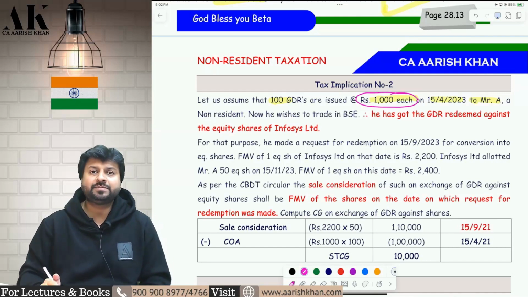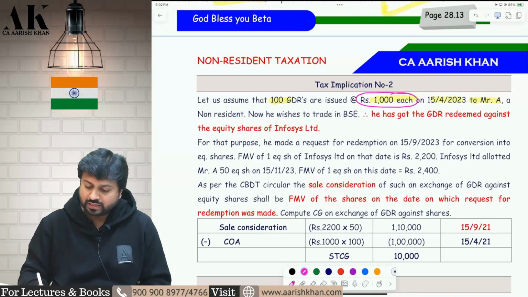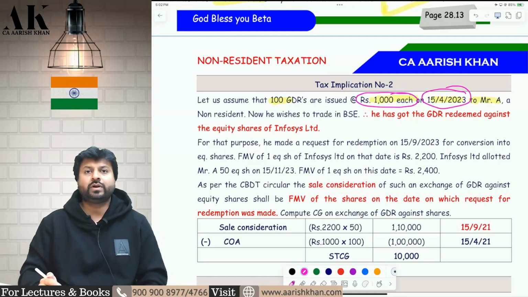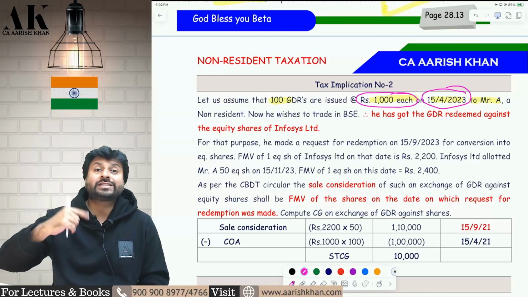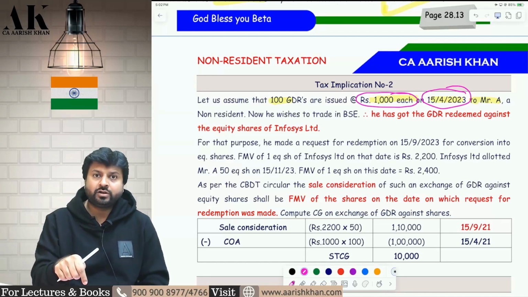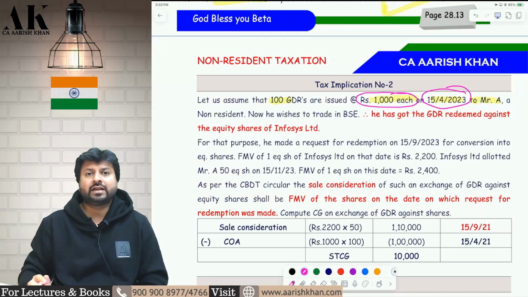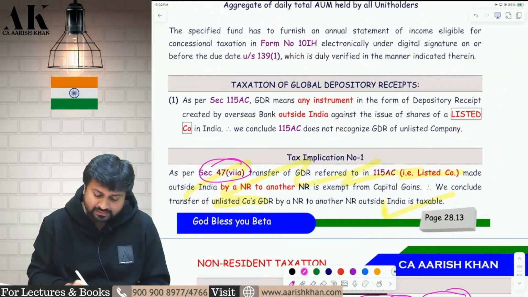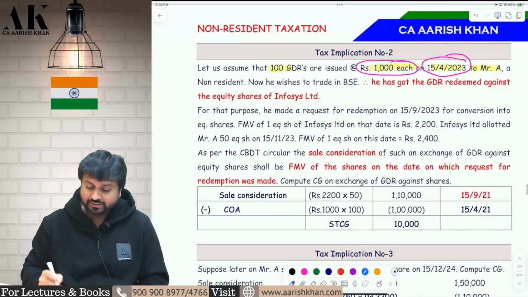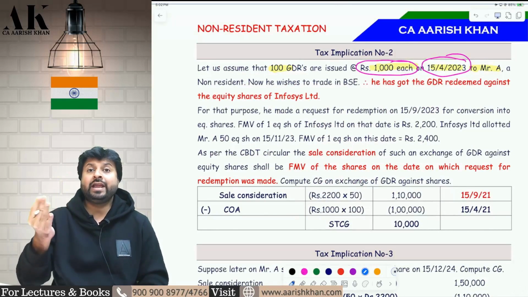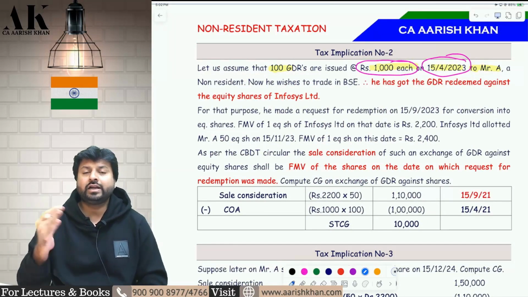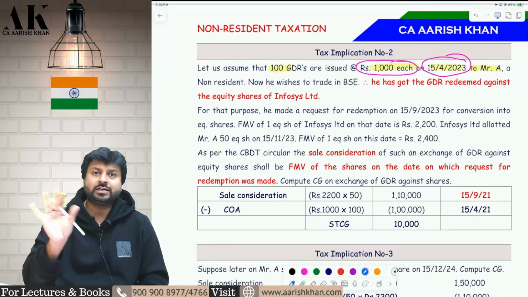Therefore, how much money has he paid to the company? He has paid 1 lakh rupees to the company on 15th of April 2023. Now, if he transfers this GDR to another non-resident outside India, and if it belongs to a listed company in India, then such transfer is exempt under section 47(viia). But if he does not transfer this, and tells the government of India, I want to trade in the Indian stock market, then note that GDRs are not traded in the Indian stock market.